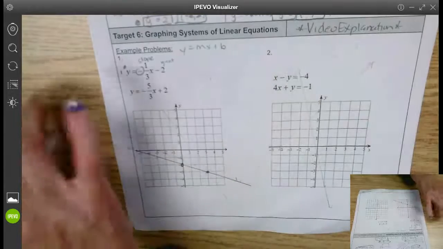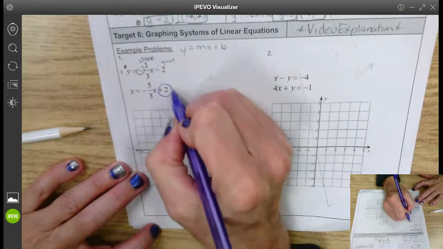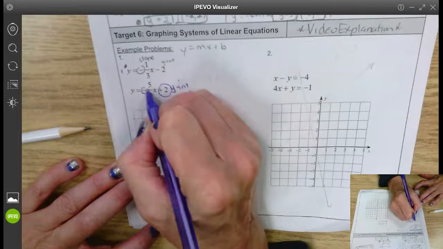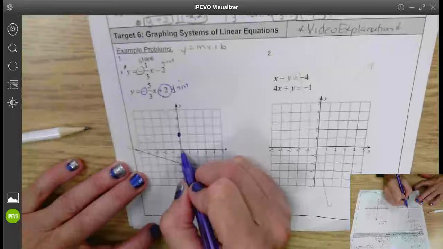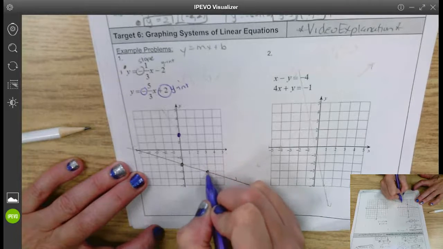So the second one, let's do that in purple here. The second one here is +2 y-intercept. So I'm going to go there. And its slope is also negative, but down 5/3. 1, 2, 3, 4, 5, right. 1, 2, 3. Oh, look how lovely that is.